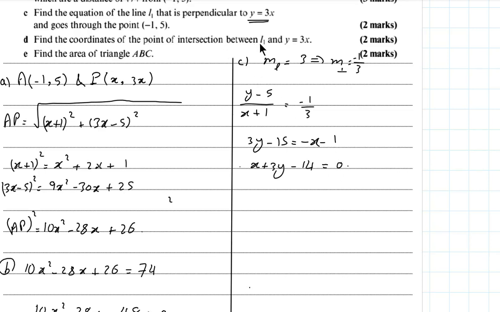D. Find the coordinates of the point of intersection between L1 and y equals 3x. We can solve this equation and y equals 3x simultaneously. So I can write x plus 3 times 3x. It will be 10x equals 14 here, and so x equals 1.4. So y equals 4.2, and the point of intersection will be (1.4, 4.2).